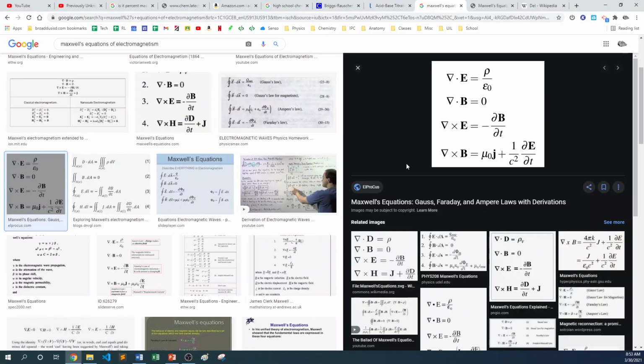So the divergence of the electrical field is equal to some constant. The divergence of the magnetic field, which is represented by letter B, is equal to 0. The curl of the electrical field is equal to the negative partial derivative with respect to time of the magnetic field, and the curl of the magnetic field is equal to this. Note the J, you don't need to really write this down. This is high level advanced calculus.